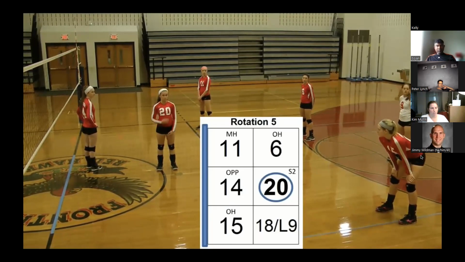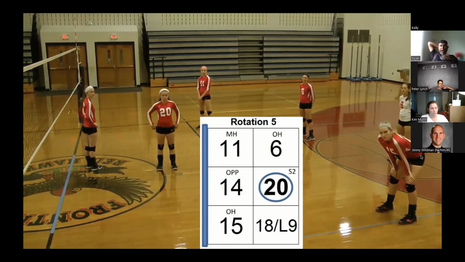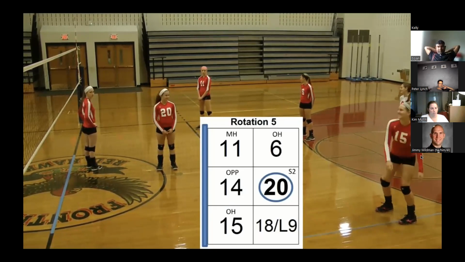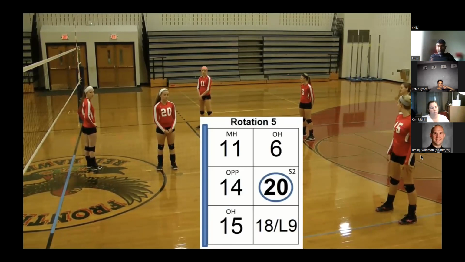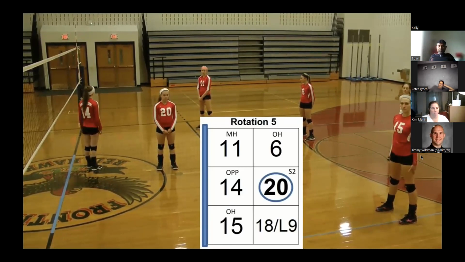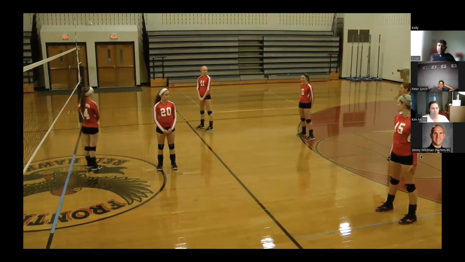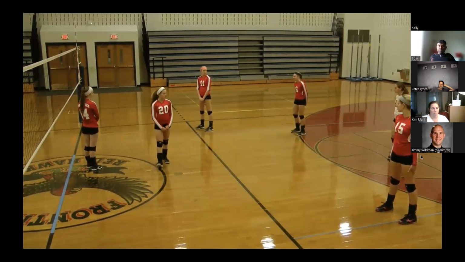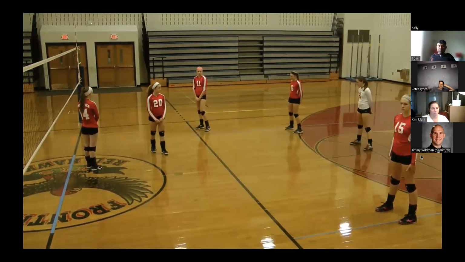20. I'm sorry, what did I say? You said 2. Oh. So anywhere 6 and 9, the libero goes, 20 needs to stay in between those 2 players. So if 6 and libero were to move to the right side more, move over that way. 20 needs to follow and stay in between.